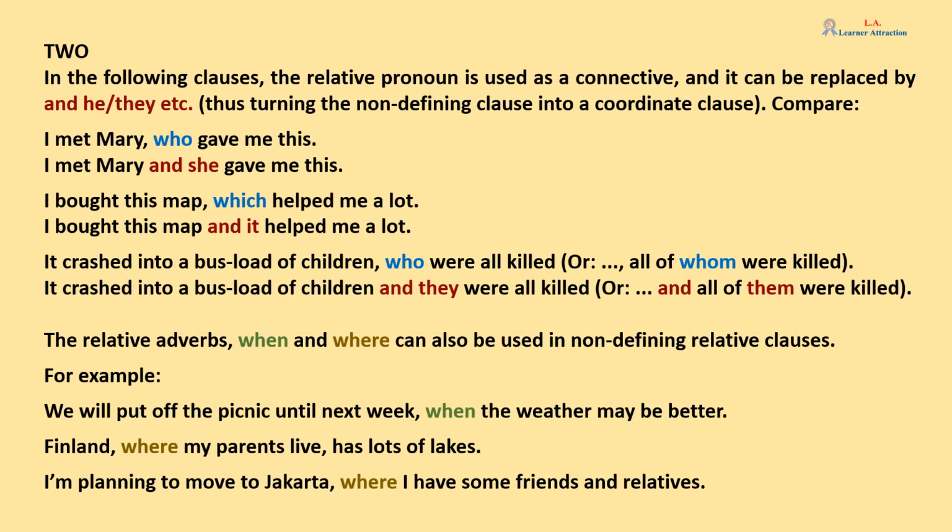2. In the following clauses, the relative pronoun is used as a connective, and it can be replaced by and he, and they, etc., thus turning the non-defining clause into a coordinate clause. Compare. I met Mary, who gave me this. I met Mary and she gave me this. I bought this map, which helped me a lot. I bought this map and it helped me a lot.